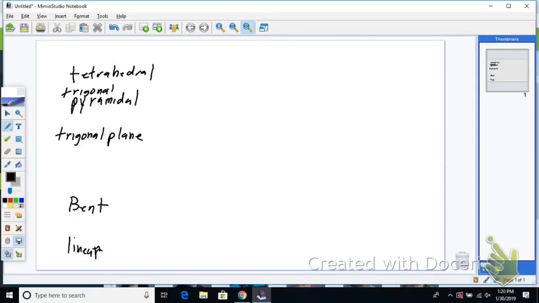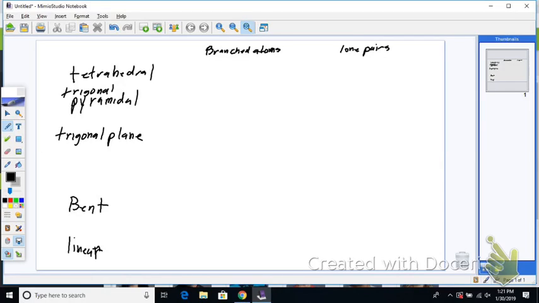Okay, so we have these 5 shapes, all right? And so we have branched atoms we talked about, and that's kind of how you used it to figure out the shape. And then we have lone pairs. Lone pair, unshared pair, they're synonymous, they mean the same thing. So let's just take a look at tetrahedral.